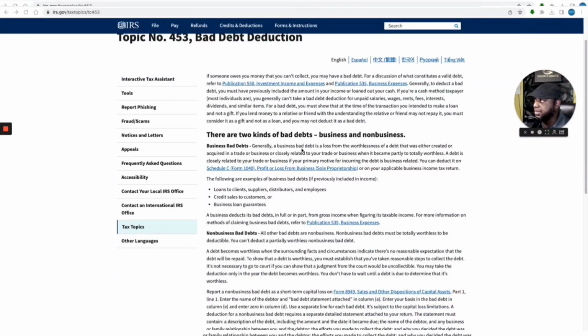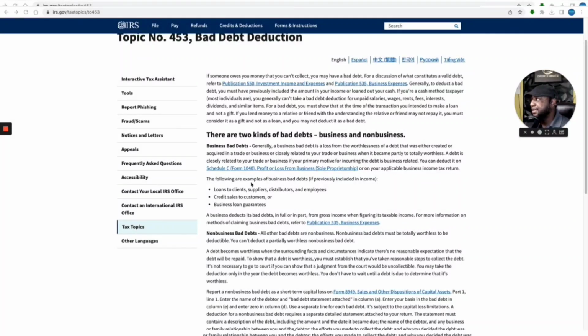Business bad debts. Generally, a business bad debt is a loss from a worthless debt that was either created or acquired in a trade or business, or closely related to your trade or business, when it became partly to totally worthless. A debt is closely related to your trade or business if your primary motive for incurring the debt is business related. You can deduct it on Schedule C, Form 1040, Profit or Loss from Business, for sole proprietorships, or on your applicable business income tax return.